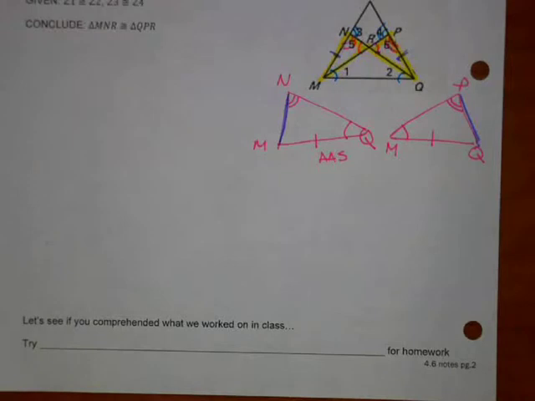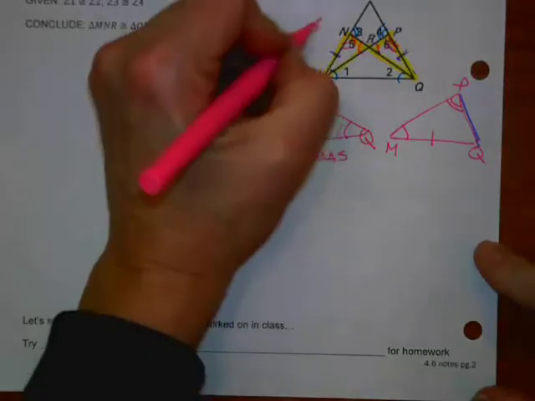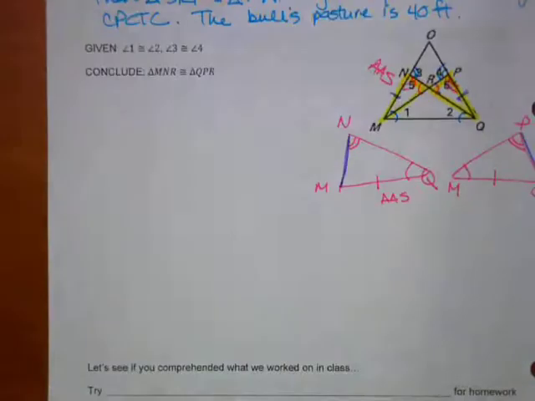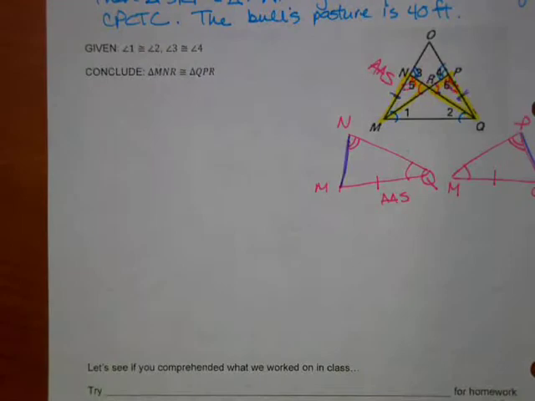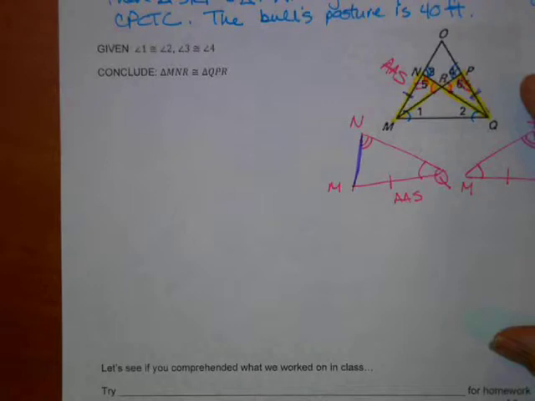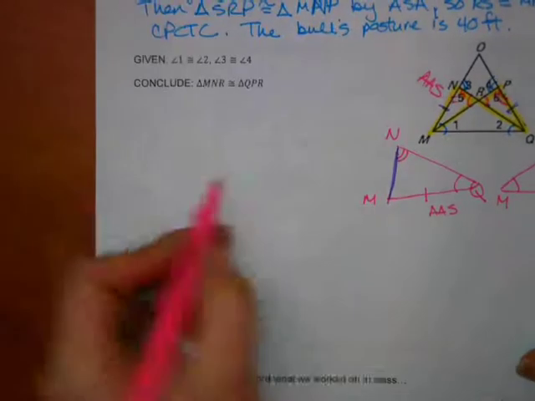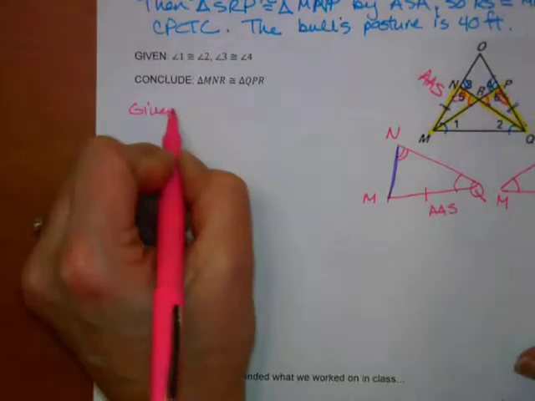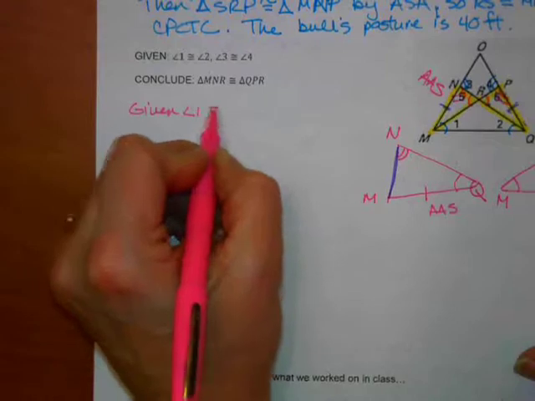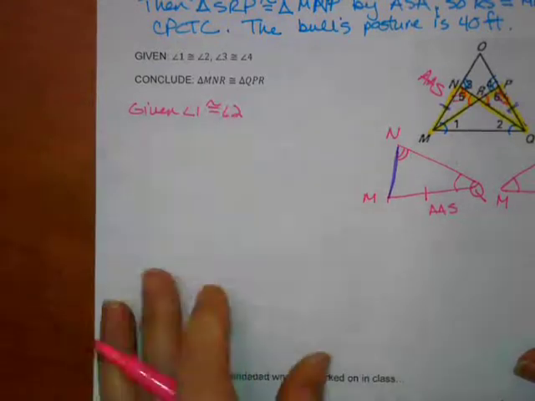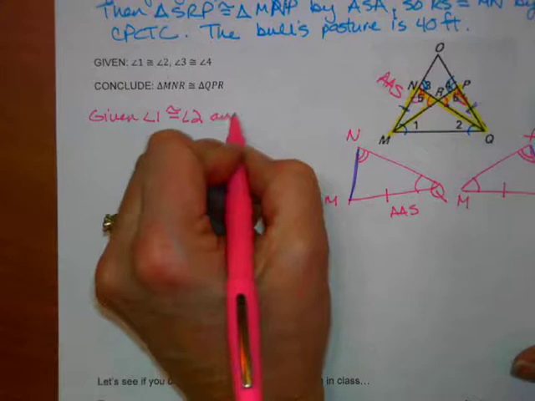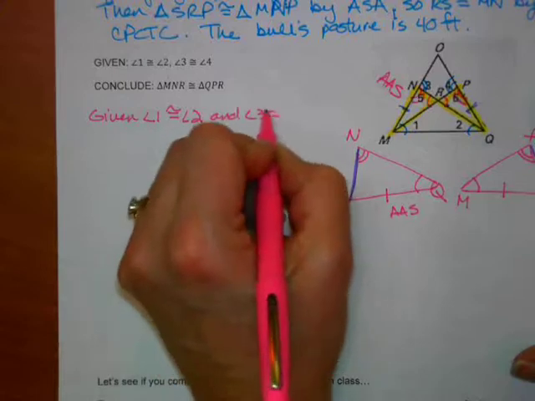That was planned out. So we have a lot to write. Okay? We're going to start it, because you guys have a meeting, and we'll see where we go. So let's start with the given. Given angle 1 is congruent to angle 2, and angle 3 is congruent to angle 4.